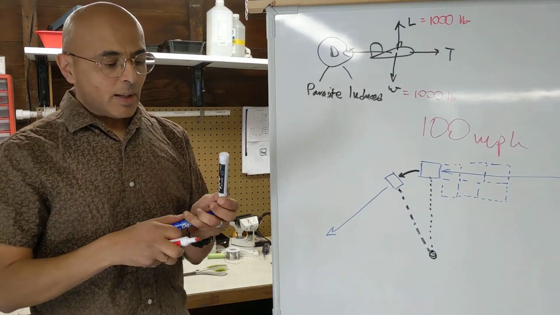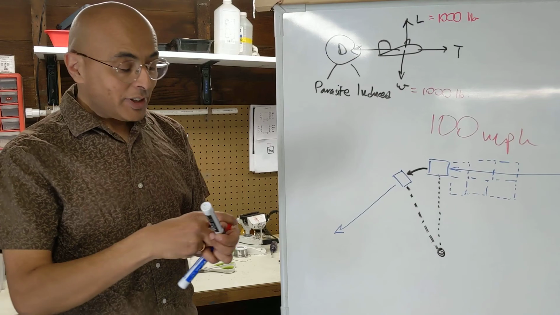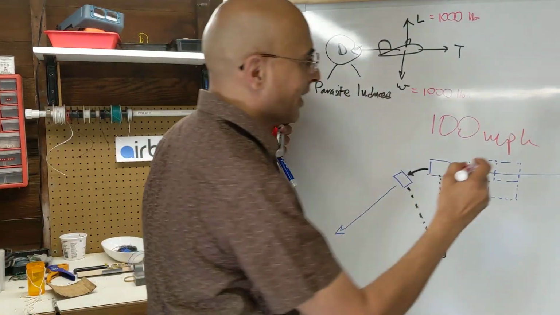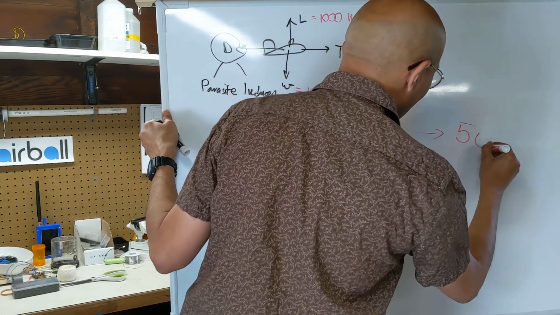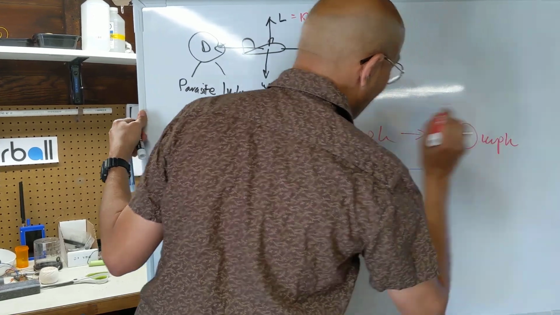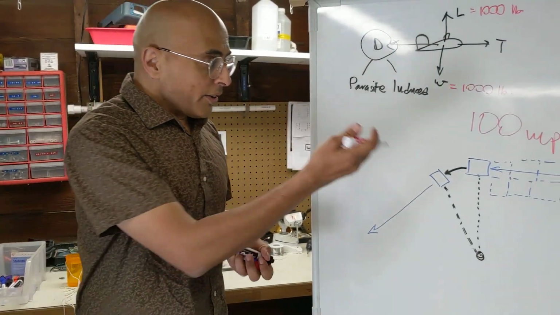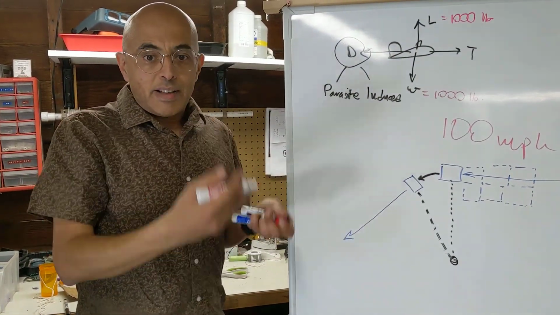Okay? Now let's say I slow down to 50 miles an hour, right? Which is half of that. So now we're going to think about 50 miles per hour. What are the properties of the air parcels that are now of interest?